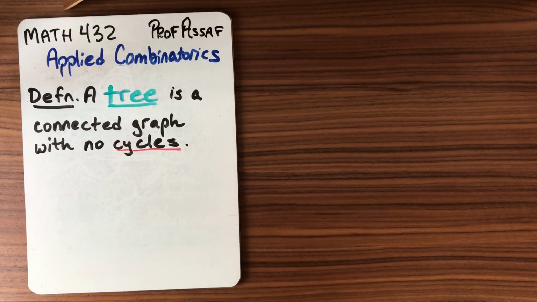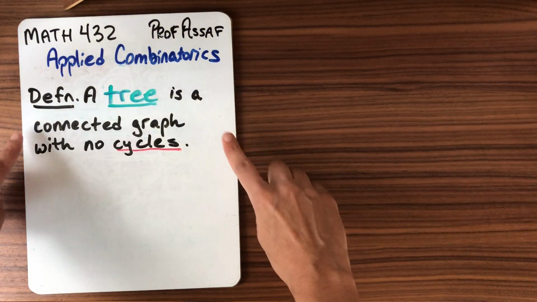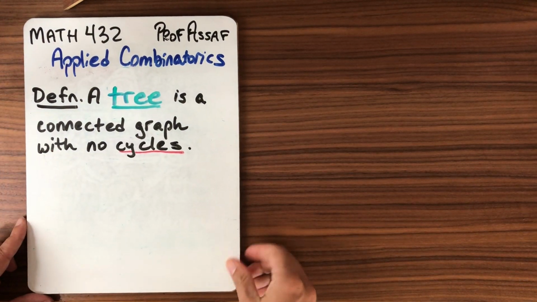This is Math 432, Applied Combinatorics. I'm Professor Asaph, and today we're going to be talking about trees in the graph theory sense. So what is a tree?